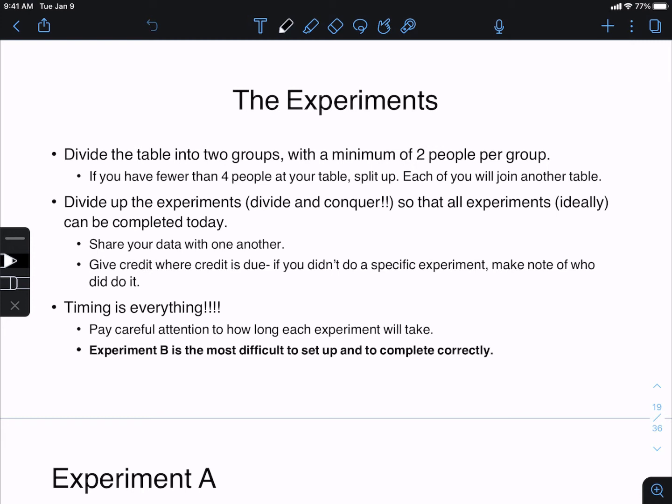We're going to divide you up into groups. Most tables have 4 people, and we're going to split you into 2. Half of the group is going to do one half of the experiments, the other half is going to do the other half, and then you're going to share your data. Make sure you make note of who you're getting the data from, so that you are giving credit where credit is due. That's how we do things in science. We're ethical about it. We say this data was from so-and-so, and if we were going to publish the data, we would give that person an authorship on the publication.